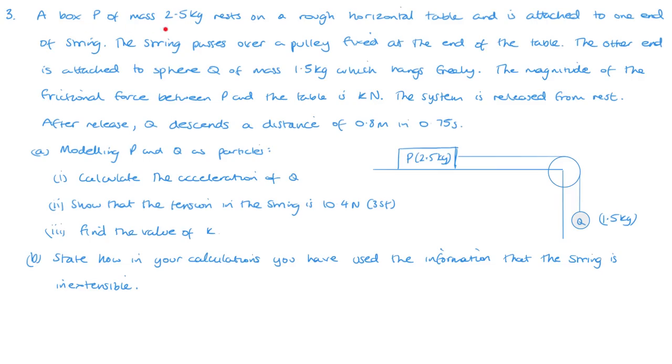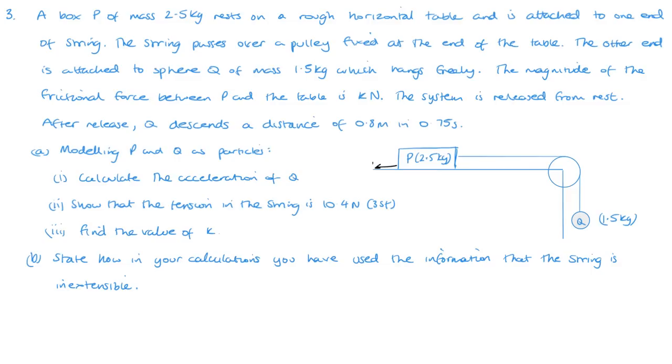Okay, number 3, we've got a box P 2.5. It's on a rough horizontal plane. Pulley, sphere of 1.5 kilograms hanging there. The magnitude of the frictional force is K newtons. System is released from rest. After release, Q descends a distance of 0.8 meters in 0.75 seconds. So let's put all of our values onto this diagram.